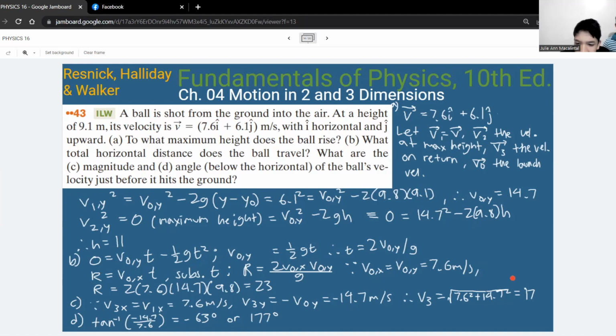Square. Therefore, okay. And then, what are the magnitude and angle below horizontal before it hits the ground?